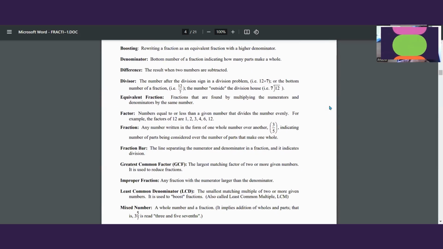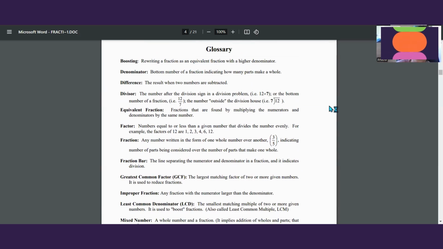Glossary. So this is the glossary. What is a denominator? Bottom number of a fraction, indicating how many parts make a whole. If you want to describe it in simple words, how would you tell me what a denominator is? It's like a bottom number, so you just count all of the pieces and you write it in the bottom number. Perfect. Yes.